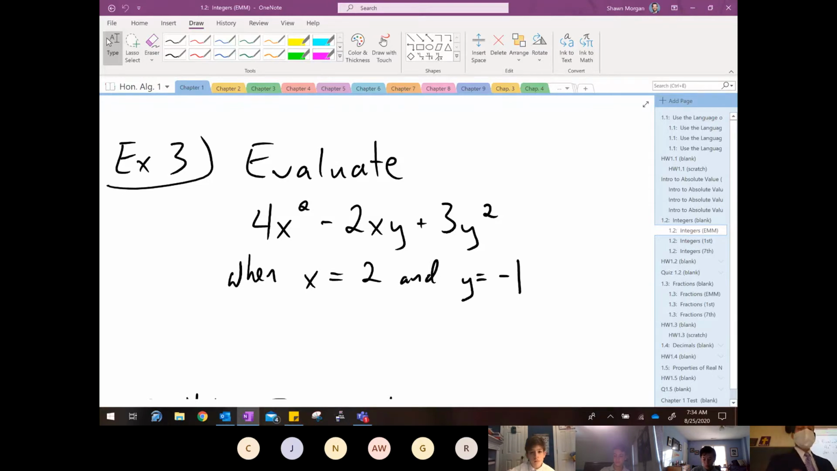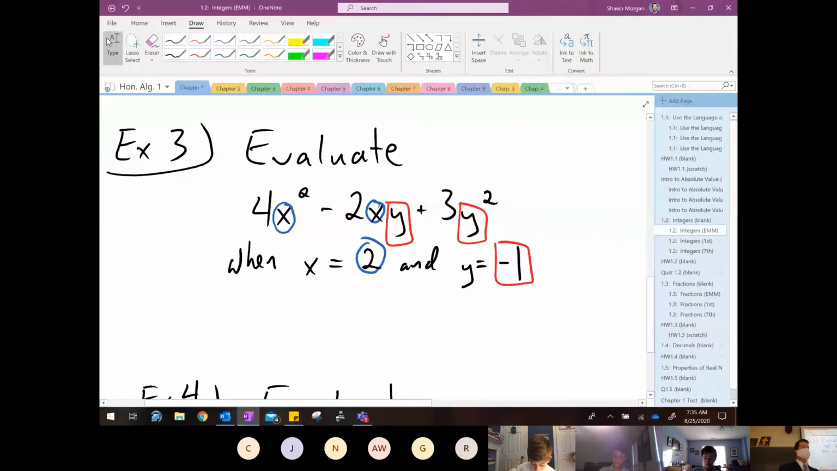Parentheses. All right. So what I'll do is go through and scoop out every x that I see and dump in a 2, and then go through and scoop out every y that I see and plug in a -1. Okay. That's easy, right? That's no big deal. But what we want to do is keep straight our order of operations, keep straight our signs, and just do a little bit of arithmetic.